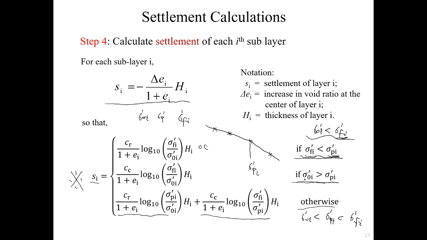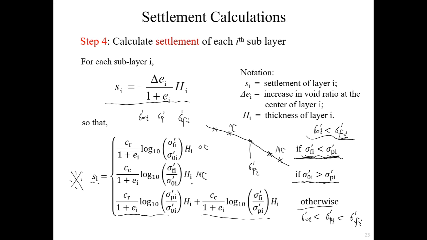Second case, if your sigma OI is greater than sigma PI, which means your sigma OI ends up somewhere here, and your sigma FI is always greater than this one, then your sigma FI will be somewhere here. So it's always NC soil, in the NC part, not the OC part. Then you use the NC formula.